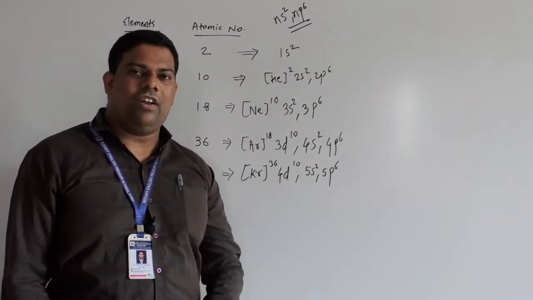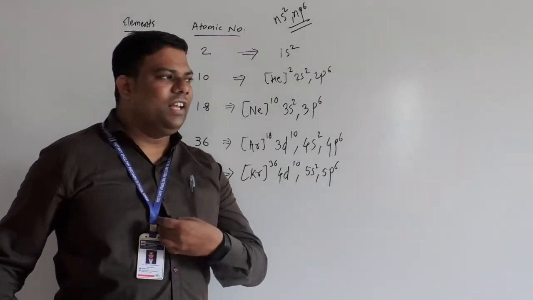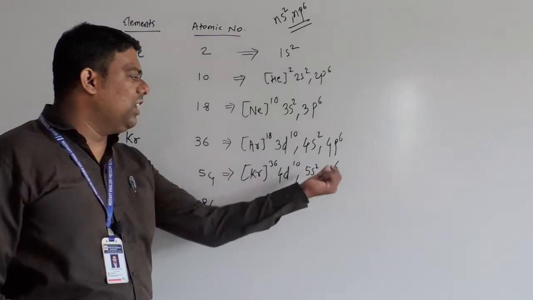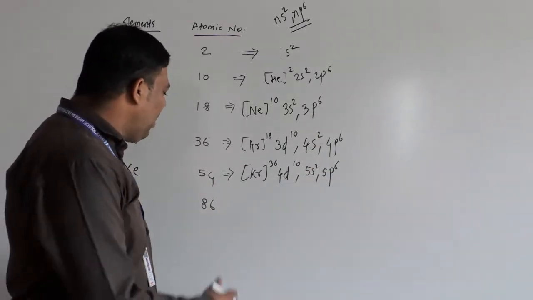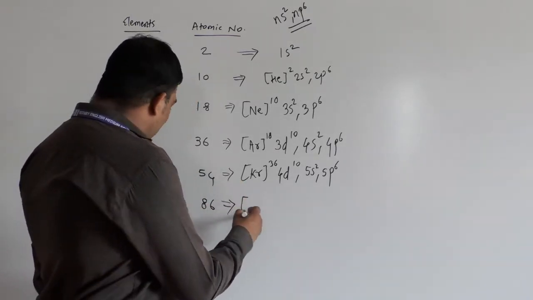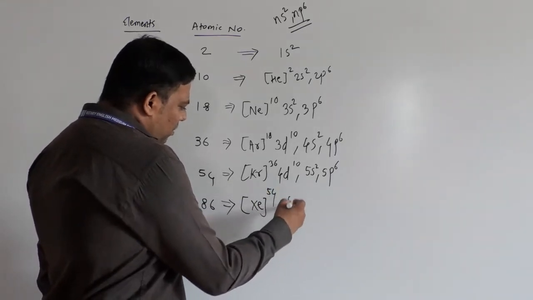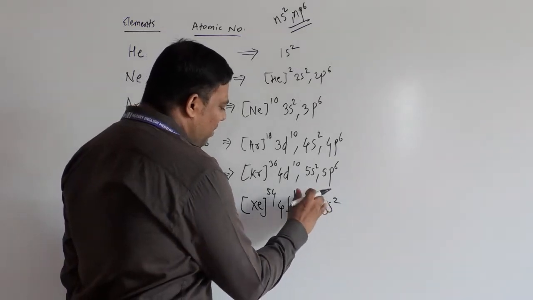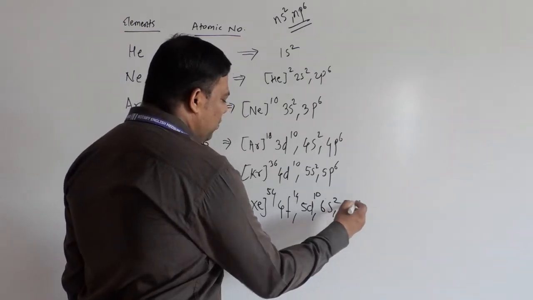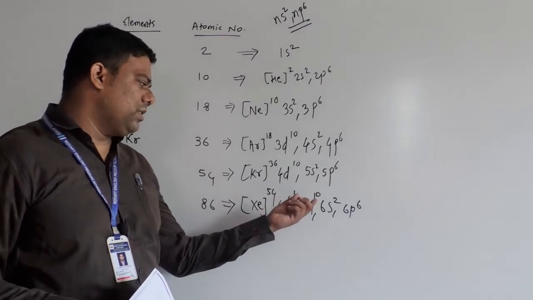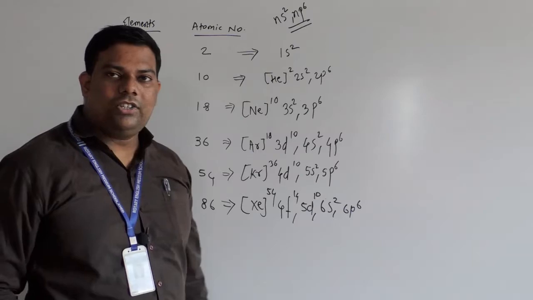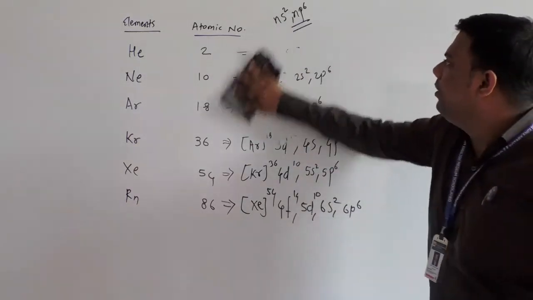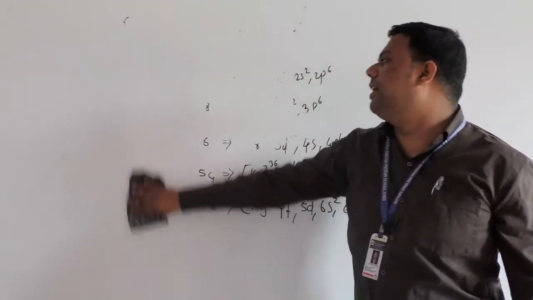I already discussed that whenever we deal with the outermost electronic configuration, you must know that one shell will increase. For radon, 86, we take xenon 54, then 4f14, 5d10, 6s2 and 6p6. You can cross-check: 54 plus 14 plus 10, 78, plus 8, 86. I hope you understood the outermost electronic configuration of these noble gas elements.